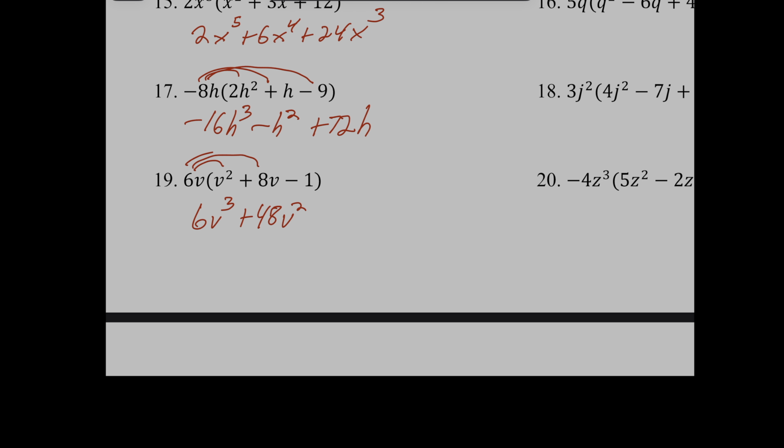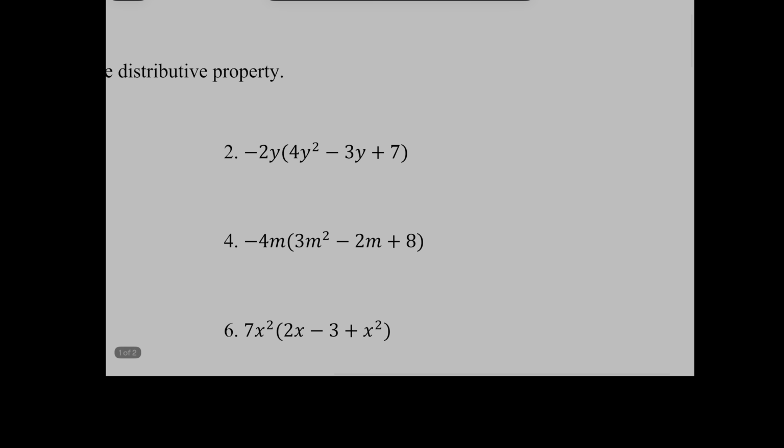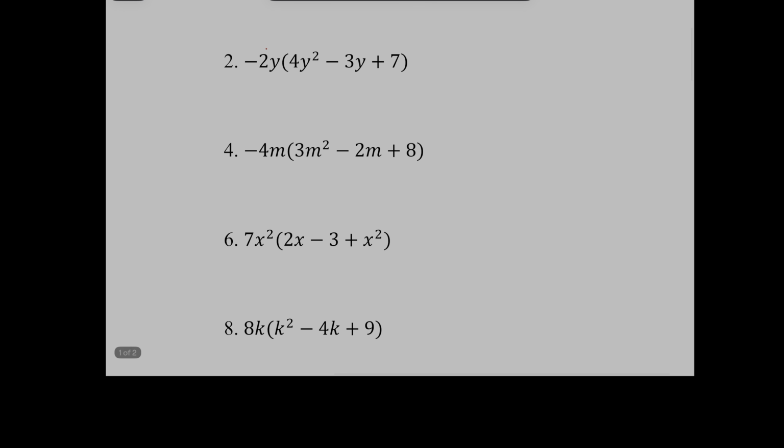And the last one, positive times a negative, is a negative 6v. Okay, really watch those plus and negative signs. Now let's do the other column over here. We're going to go boom, and we're going to get a negative 8y.